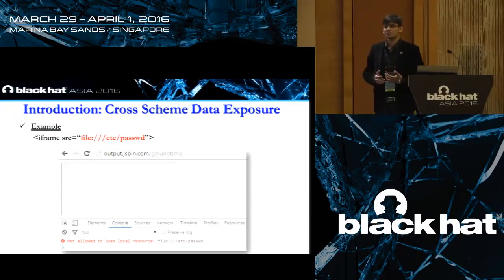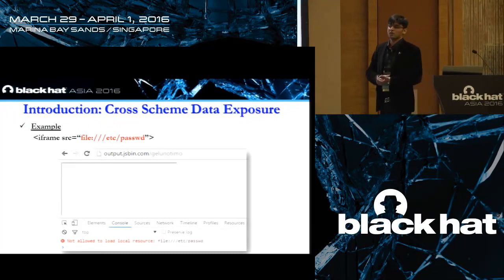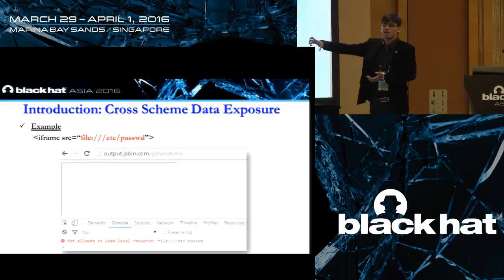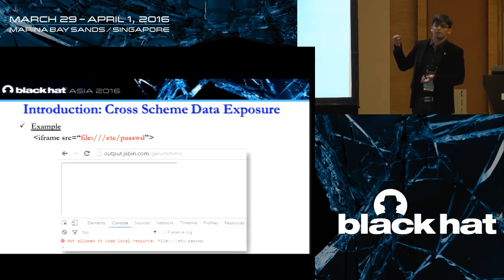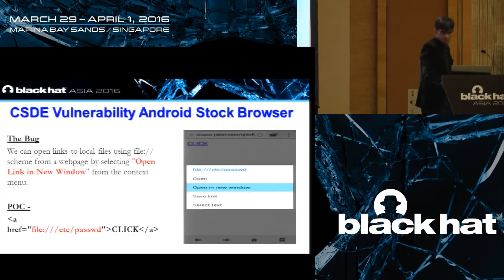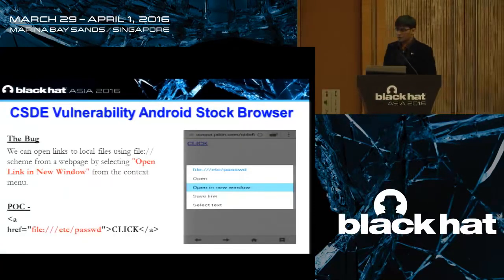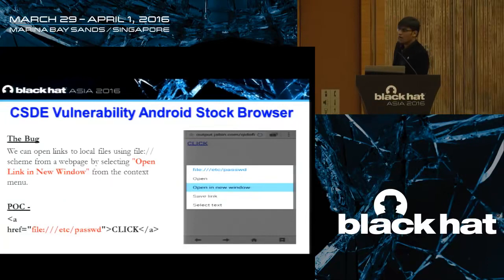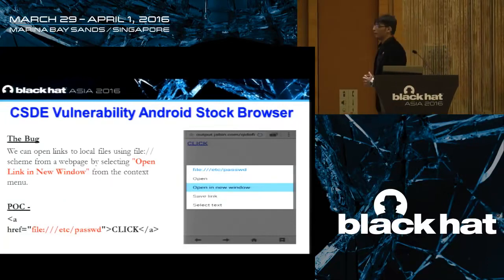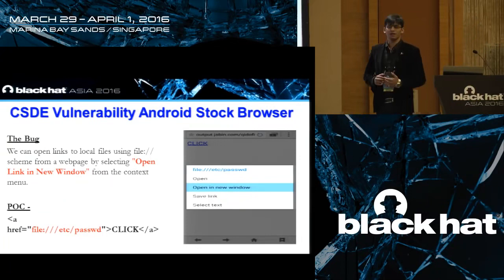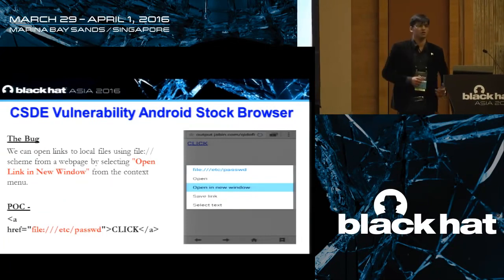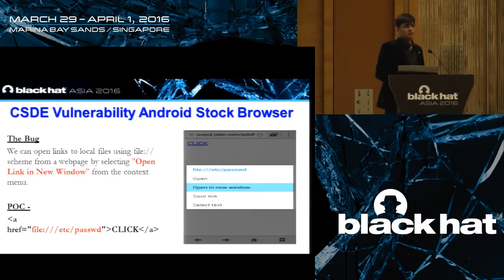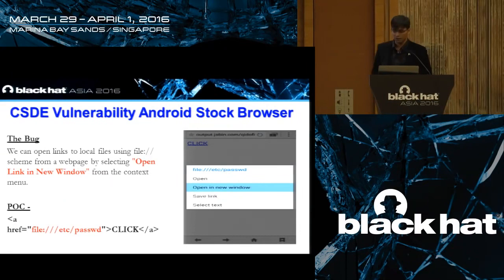So some browsers allow you to load local resources, but they do not allow you to read the files out of that frame, because that would obviously result in a same origin policy bypass. This was a vulnerability that I found with the Android stock browser, and later on I found that multiple other browsers in the Google Play Store are affected with this vulnerability.